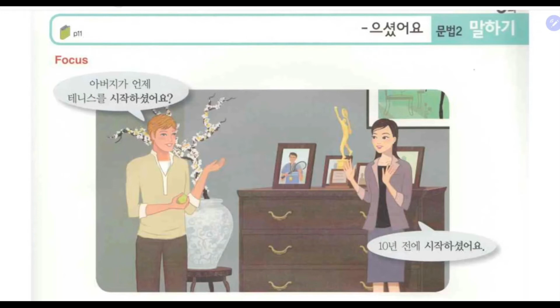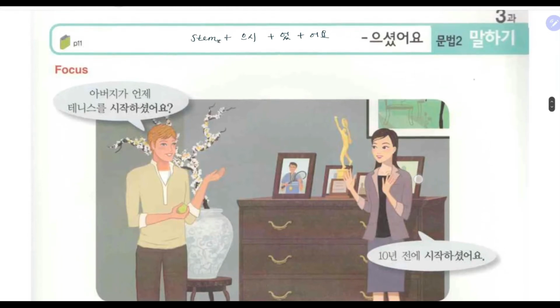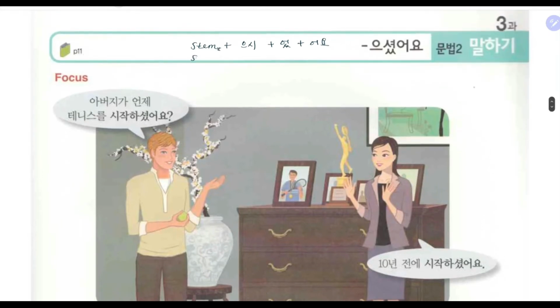자, the second grammar point 봅시다. 으셨어요 있어요. This is the past tense of the honorific form. 자, 어떻게 말해요? 자, obviously we need stem plus 으시 plus 었 plus 어요. 자, when stem ends with the consonant, we need 으시. 자, when the stem ends with the vowel, we need 시 instead, isn't it? 시, 었, 어요. 자, 봅시다.